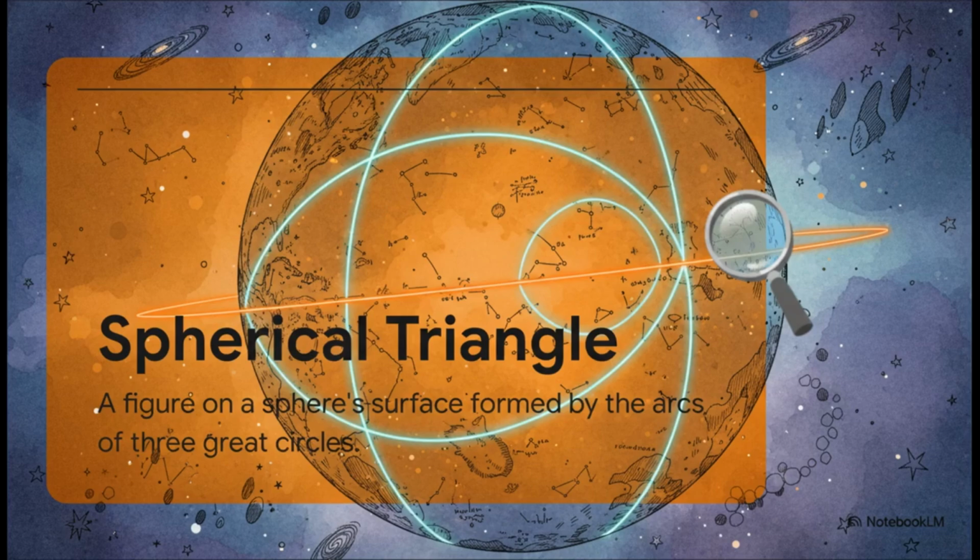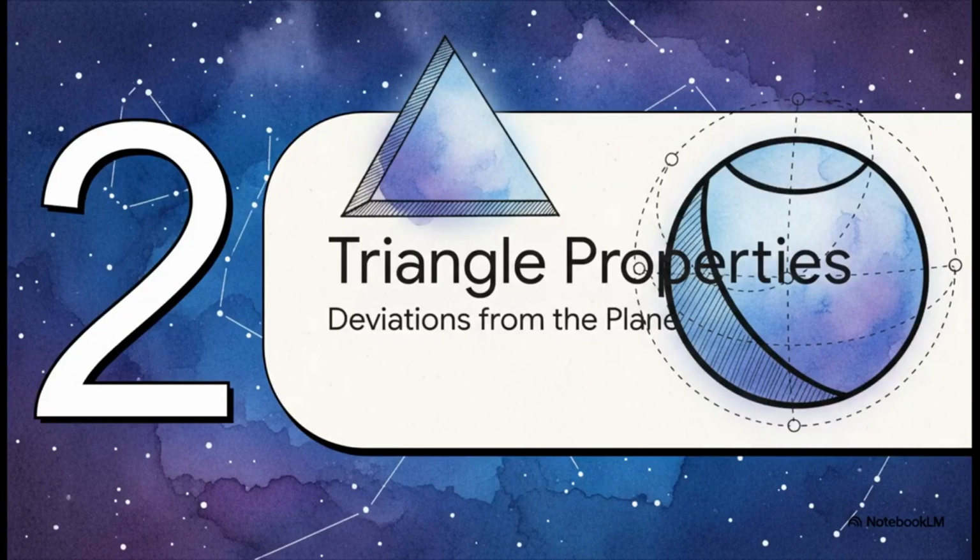Now, a great circle is any circle you can draw on a sphere whose center is the same as the sphere's center. The easiest way to picture it is to think of the Earth's equator or any line of longitude. These are the absolute shortest paths between 2 points on a curved surface. Section 2. Let's talk about the properties of these triangles. Now that we know what they are, let's explore how they behave.